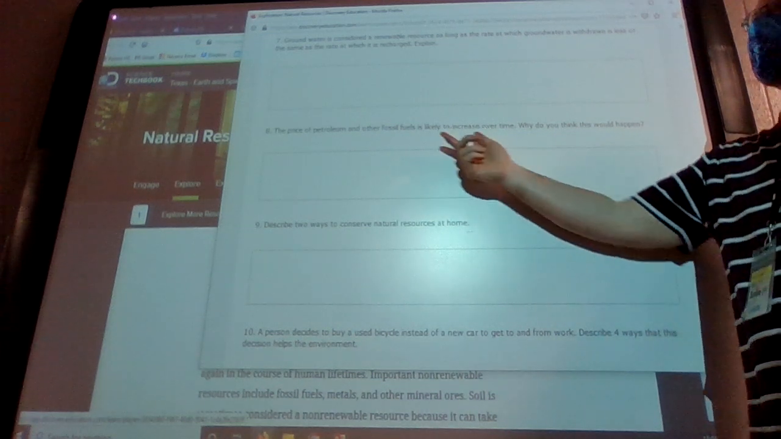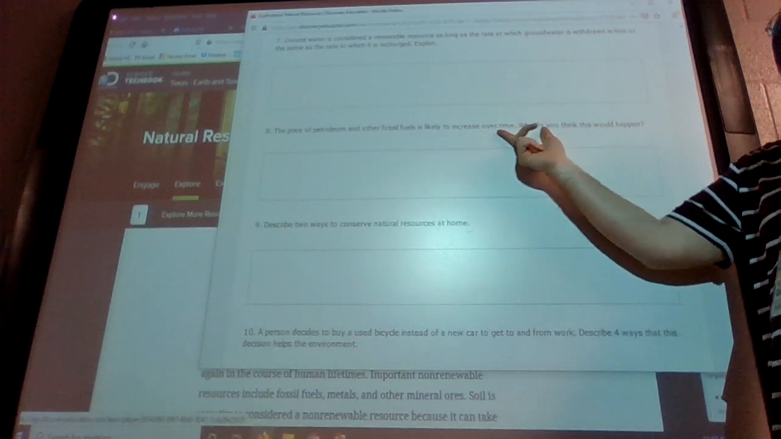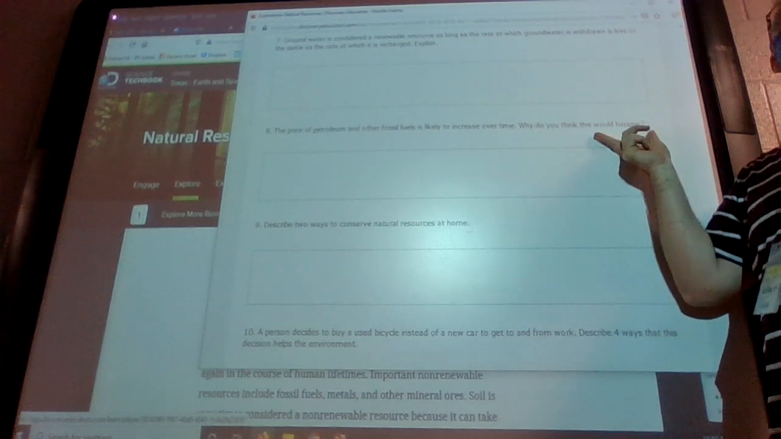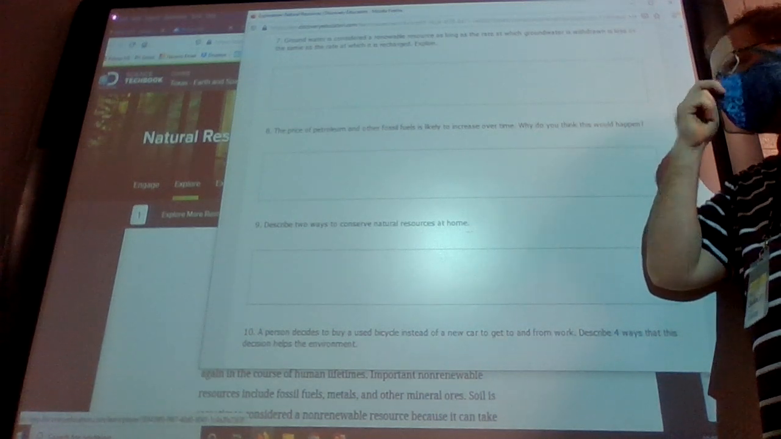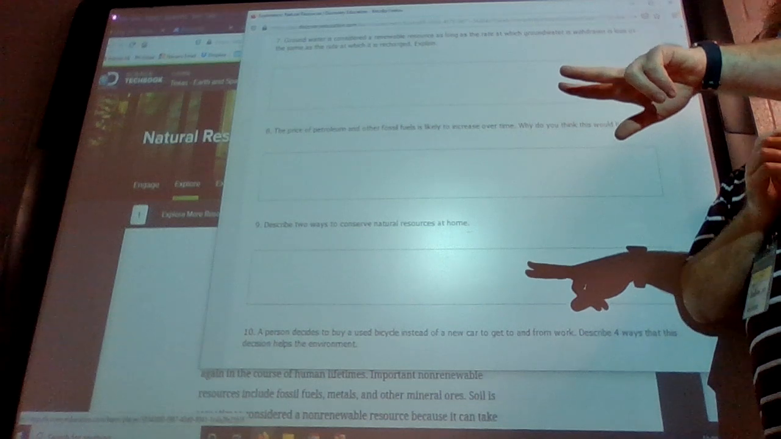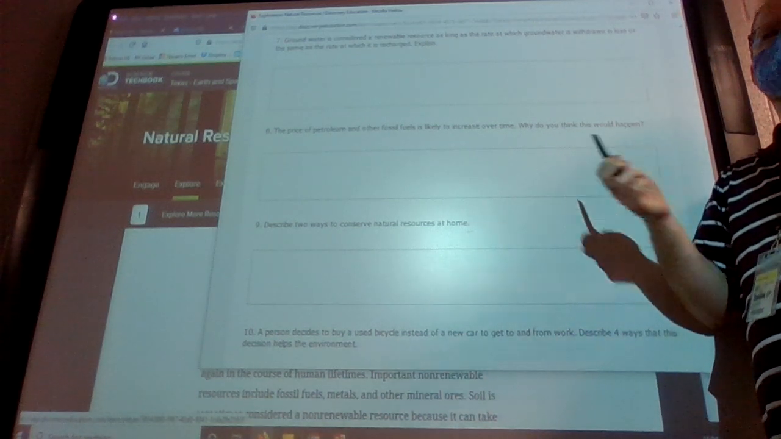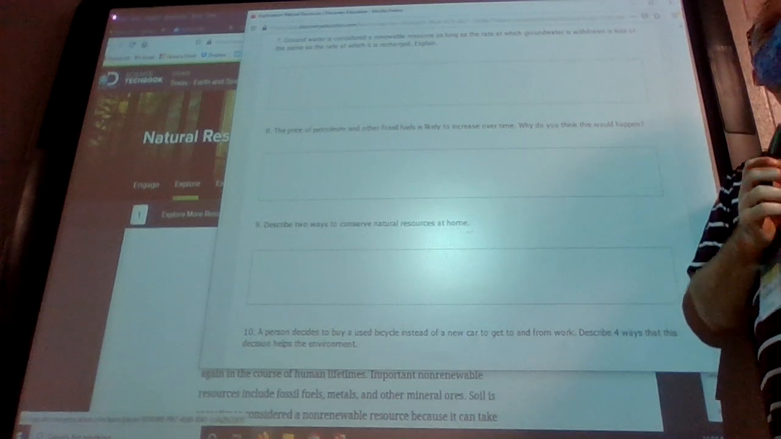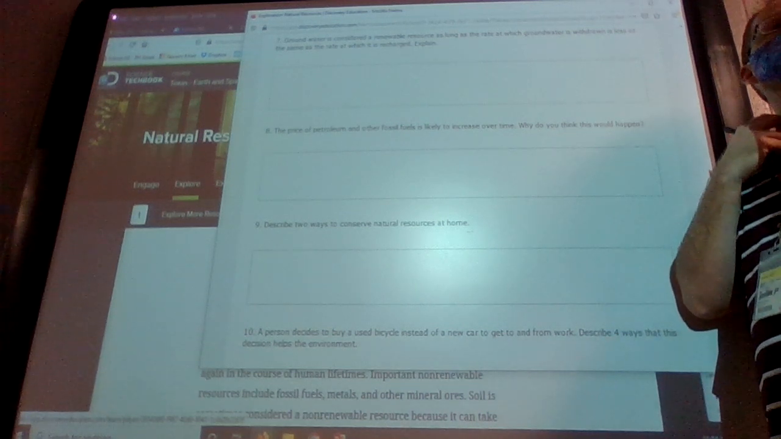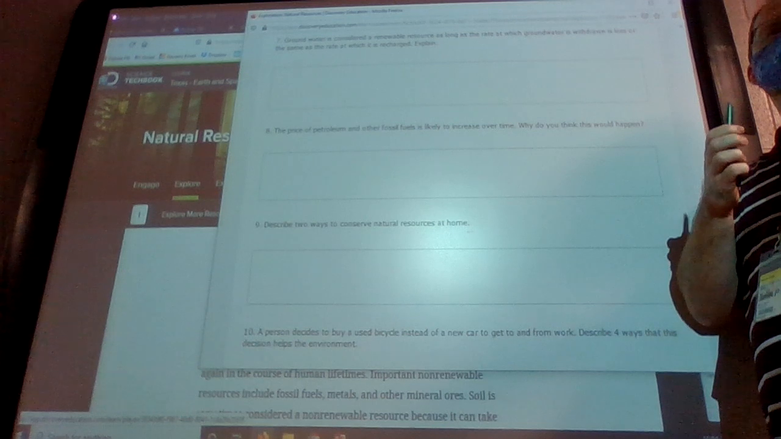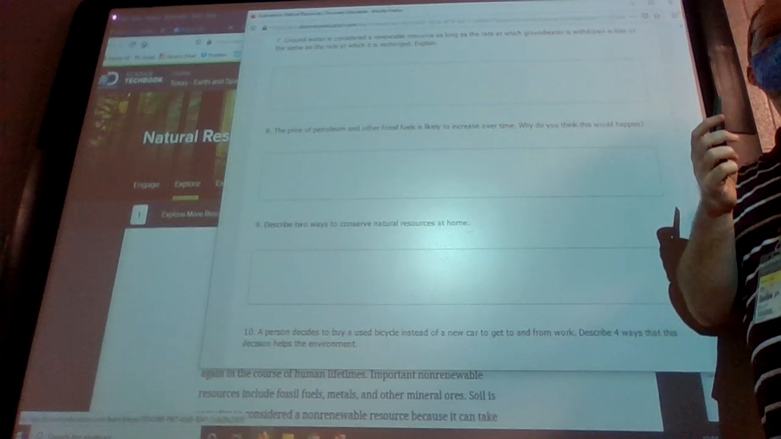So, number 8, the price of petroleum and other fossil fuels is likely to increase over time. Why do you think this would happen? There's going to be less of it. Well, it's two parts. Yes, the longer we are using it, the less there's going to be overall. But the other part is, do you know what happens at the beginning of the Beverly Hillbillies? How does he find the oil?